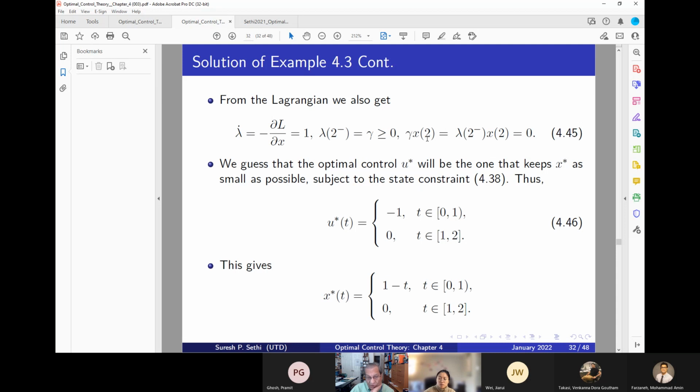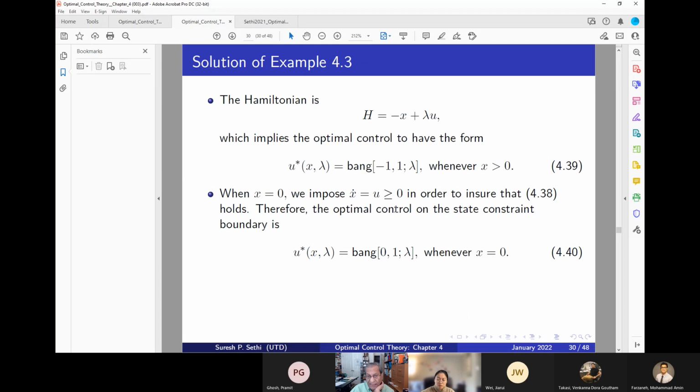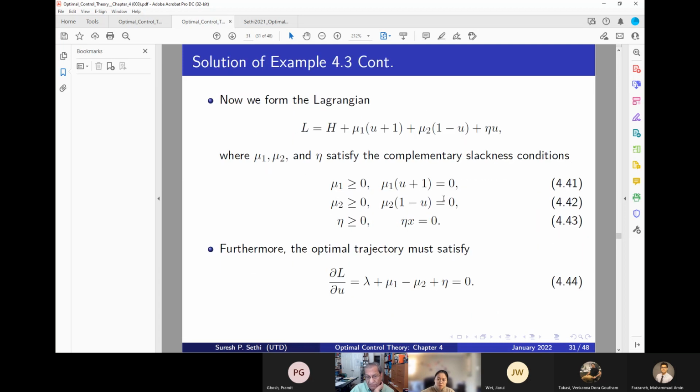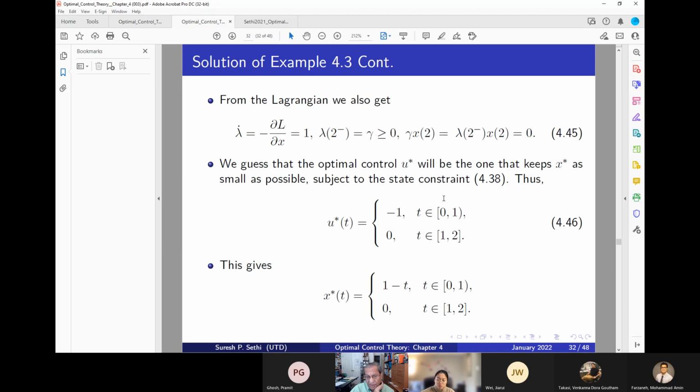Now we have to guess a control, and the control we guess will be one that keeps x star as small as possible. So you go back to example 2.3, that's what we did. So u star equal to minus 1, t from 0 to 1. At that point, remember x began at 1. So at that point, that x will become 0, and we switch the control to 0.